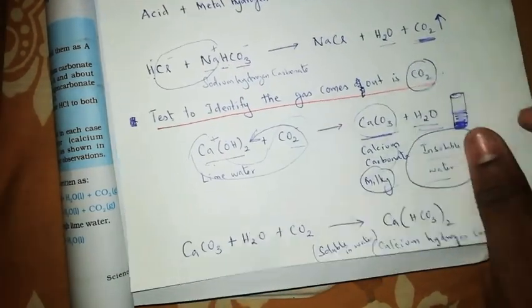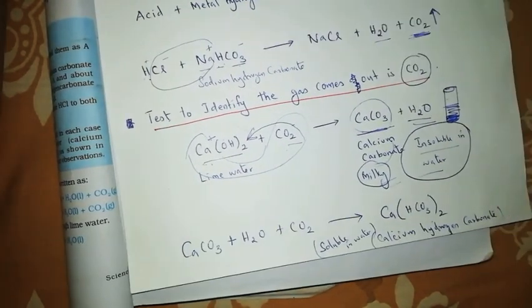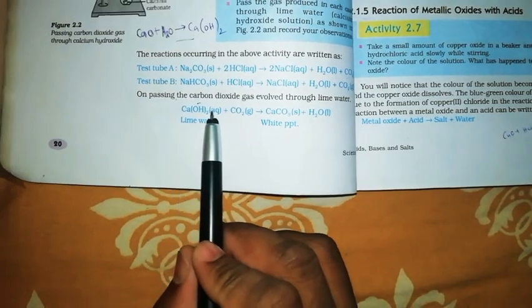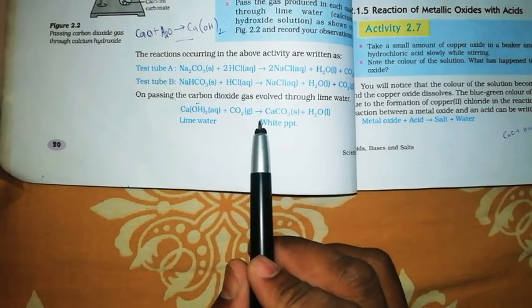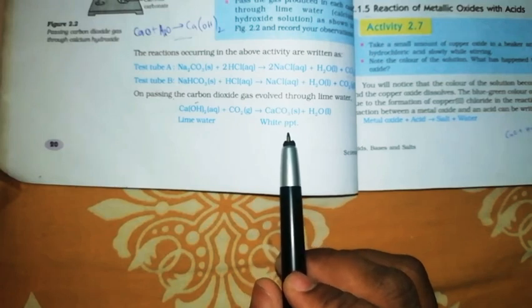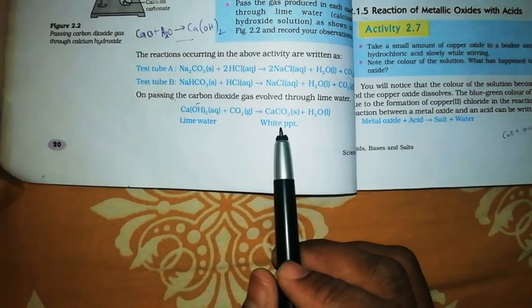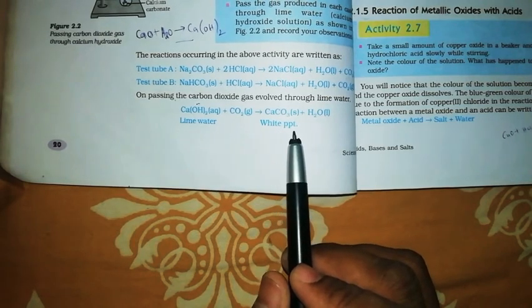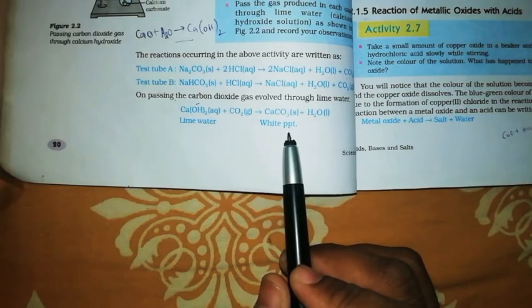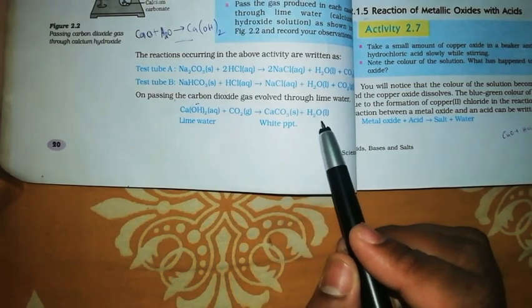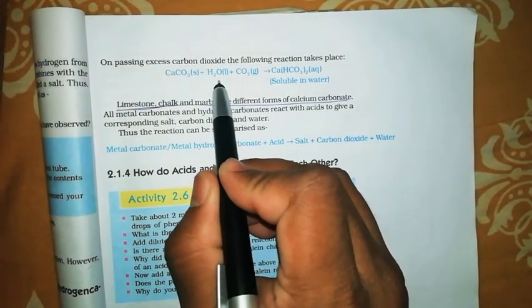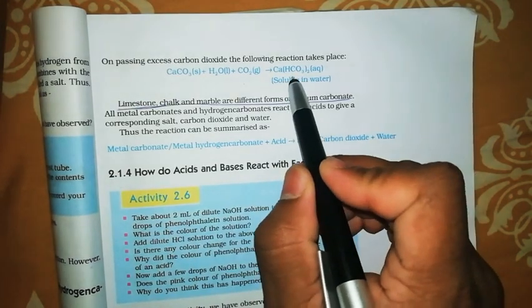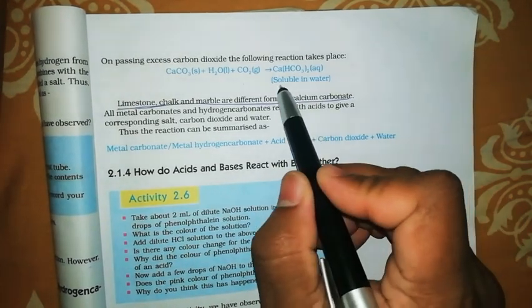I want you to go through this, which is given in your book. Here it is. Calcium hydroxide, aqueous, which means a liquid. When we pass carbon dioxide, which is a gas, it turns into calcium carbonate, a white precipitate. All precipitates never dissolve in water; they form insoluble solids. Then when we pass more and more carbon dioxide into calcium carbonate, we get calcium hydrogen carbonate, and that is soluble in water.